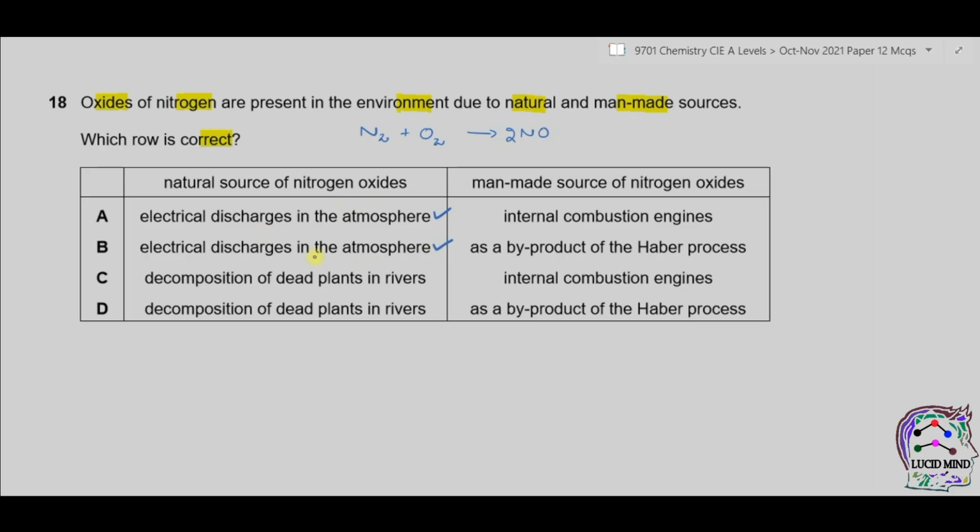This one is also correct. Decomposition of dead plants in rivers forms methane gas, it does not produce nitrogen oxide. Among man-made sources, we can see internal combustion engines, as the temperature is very high, so nitrogen can react with oxygen to form nitrogen oxides. And as a byproduct of the Haber process, this is incorrect. Correct answer is therefore part A.